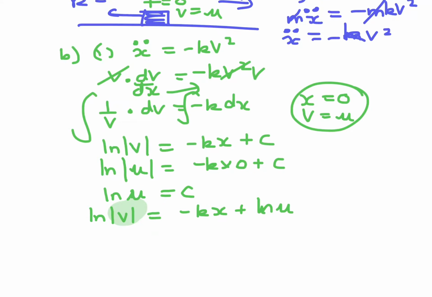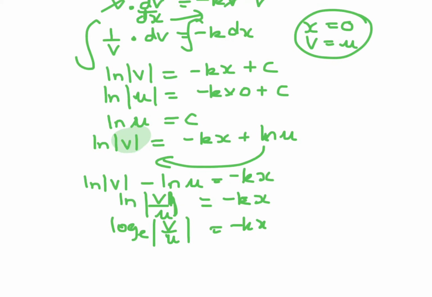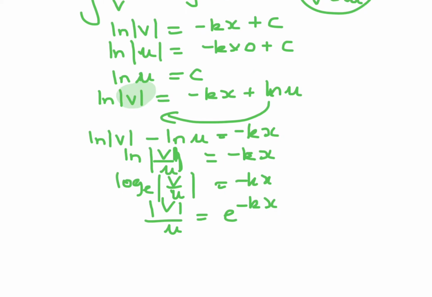To make v as the subject, we actually need to move the logs together. So it's ln v minus ln mu equals minus kx. So that's ln of v in absolute value on mu equals minus kx. So it's log base e, v on mu equals minus kx. That means v on mu equals e to the minus kx. It doesn't matter if the mu is in absolute value or not, because it's positive anyway. v equals mu e to the minus kx.